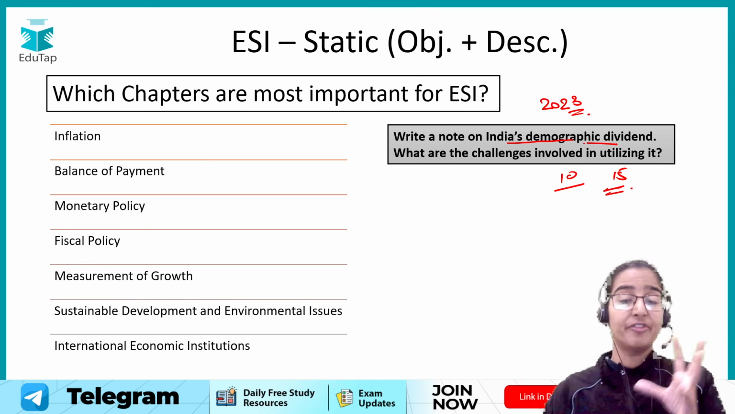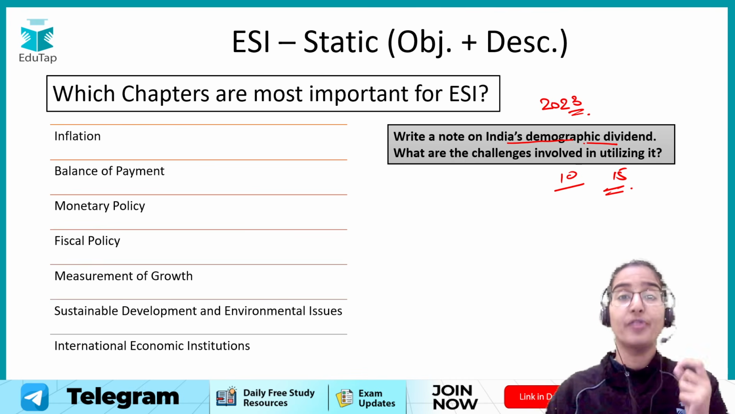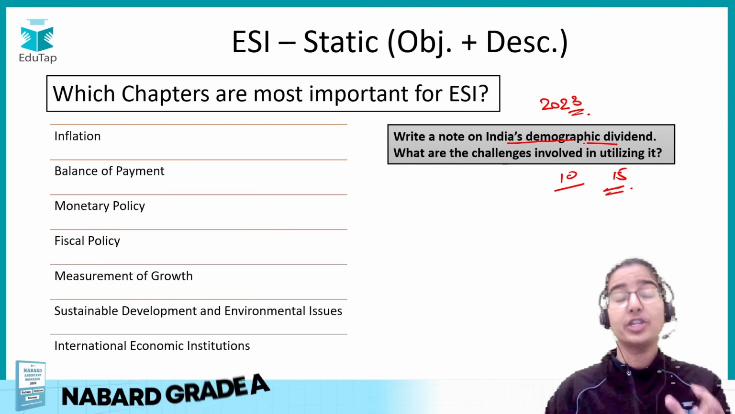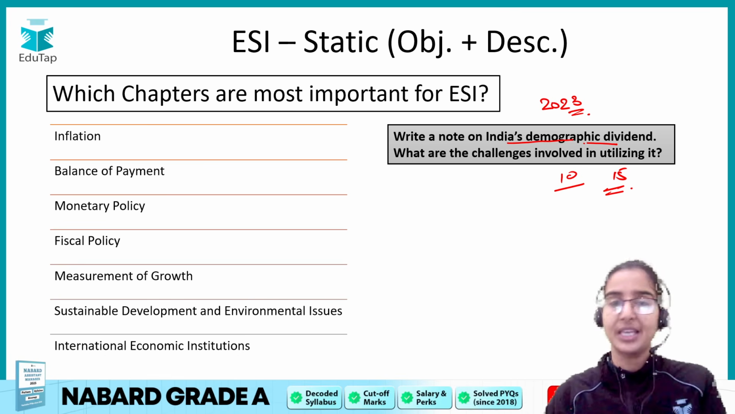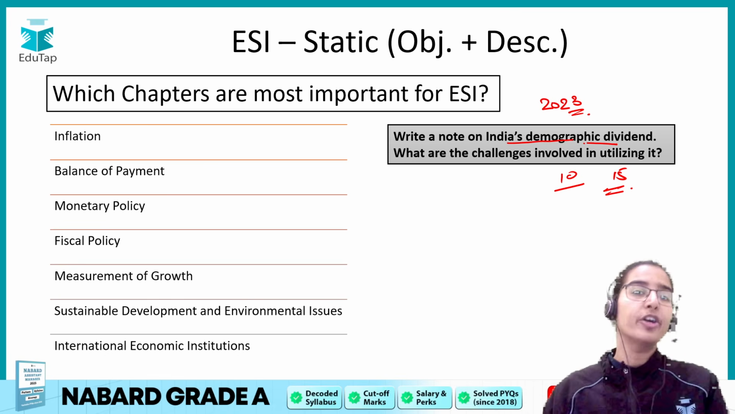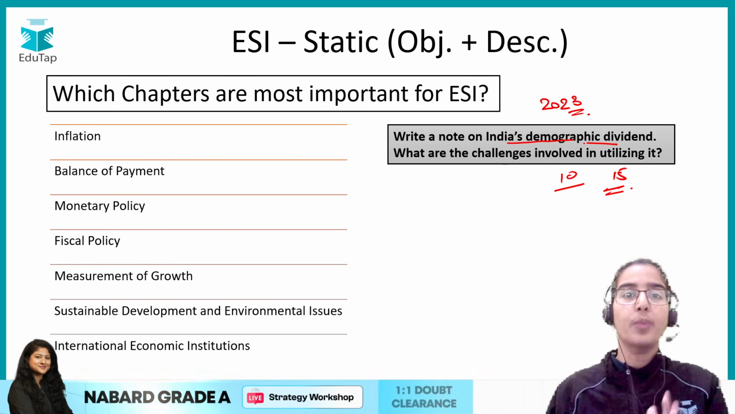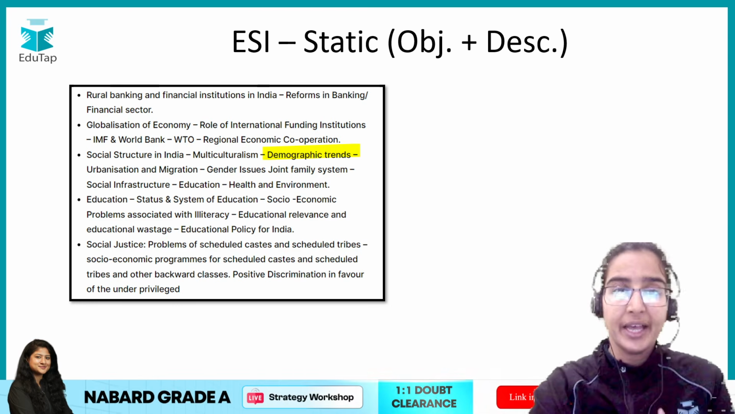And in phase 2, where there is competition for every single mark, a question worth 10 to 15 marks has a lot of weightage. It can be the game changer. So therefore it becomes very important for us to prepare the static part as well, right?